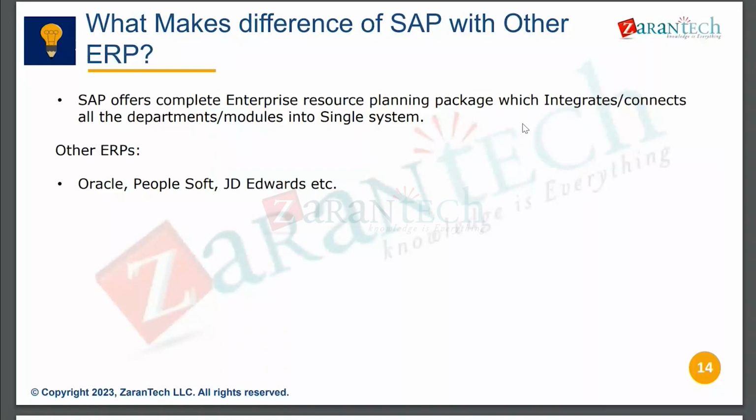The other ERPs have their own advantages compared to SAP, but they have only limited solutions. Oracle is majorly used for procurement or finance purposes, but not for all the applications. For example, for QM we cannot use Oracle. For PP we cannot use Oracle extensively. So that's where SAP stands different, on top, when compared to other ERP solutions.